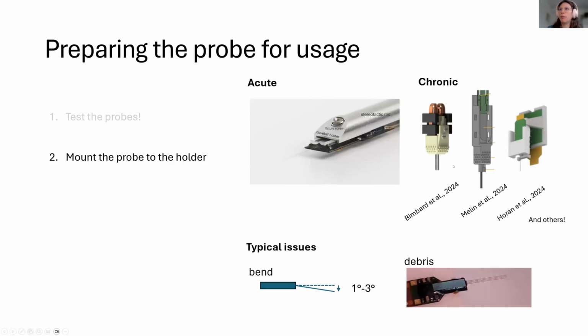Typical issues when you are mounting the probe that you might face is that during fabrication there might be some debris. You can use some sort of sandpaper to get rid of that. And especially if you are targeting deep brain regions, one issue that you might face is there is sometimes a slight bend of the probe compared to the base.